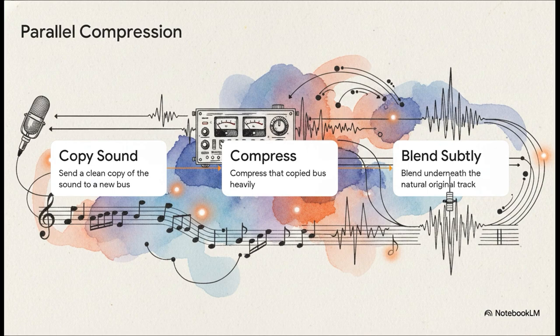This is an absolutely amazing way to add massive body and energy to vocals or drums without completely killing the original performance. It's literally just 3 steps. 1. Send a copy of your clean sound over to a new bus. 2. Compress that copied bus really aggressively, like squash it. And 3. Sneak that heavy compressed bus subtly underneath your natural original track. You get to feel all that extra energy and thickness, but the main track keeps all of its dynamic life. It's the best of both worlds.